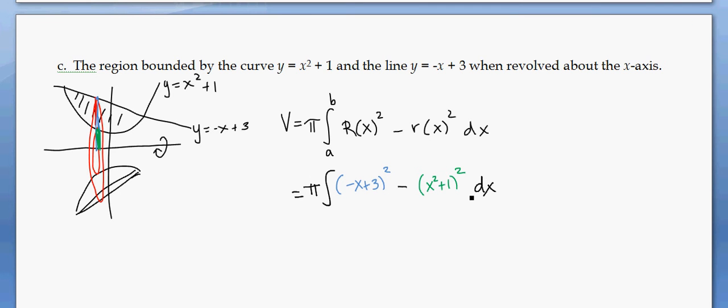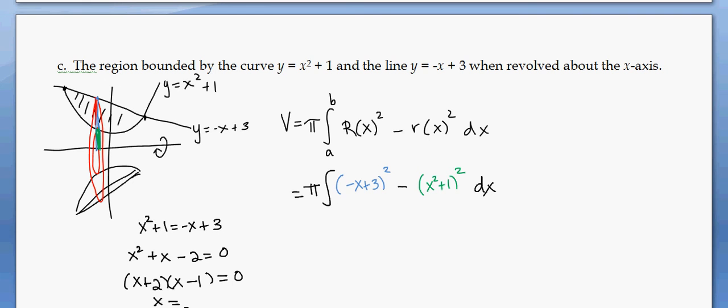So we still have to find what are the bounds. So I need to know what is this intersection point and what is this intersection point. I do that by setting these two equations equal to each other and solving. So that's going to be x squared plus x minus 2 equals 0, when I add the x over to the other side and subtract 3 over to the other side. I'm going to be able to factor that into, let's see, x plus 2, x minus 1 should work. So zero product property tells me my two solutions are when x plus 2 is 0, or negative 2, and when x minus 1 is 0, which is x equals 1.